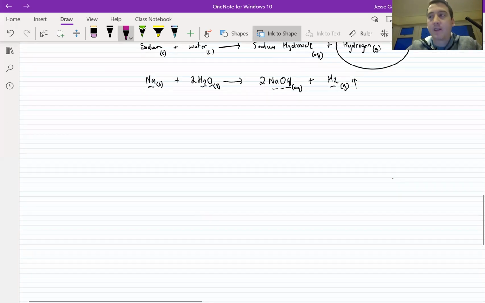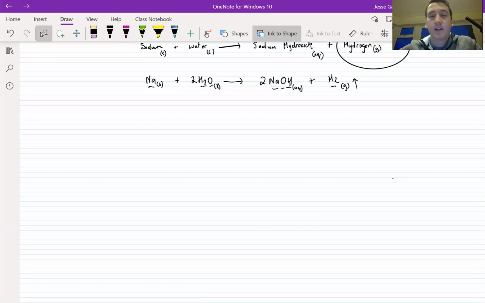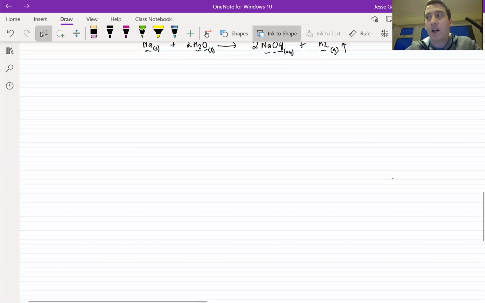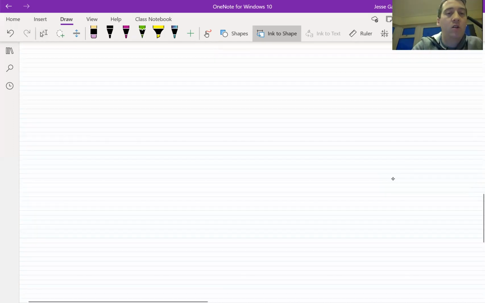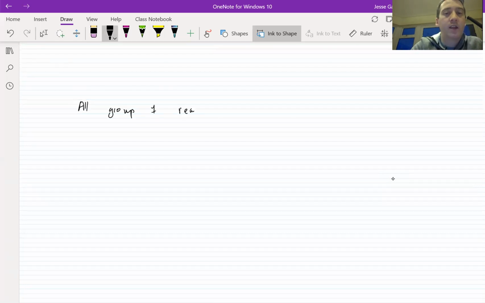Right, on to the next little bit now. Okay, and the next little bit we're going to be taking a look at is we've established that all of the group 1 elements are reactive. They react easily. So we say all group 1 react easily.